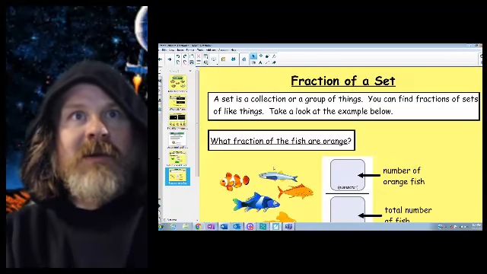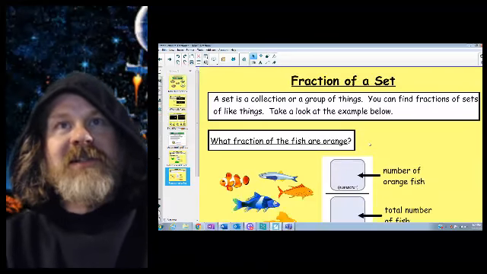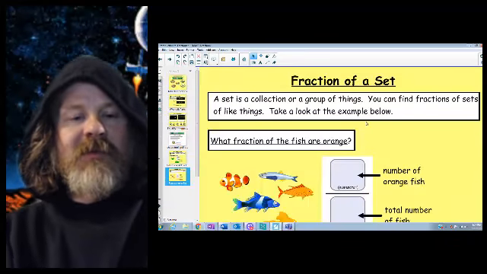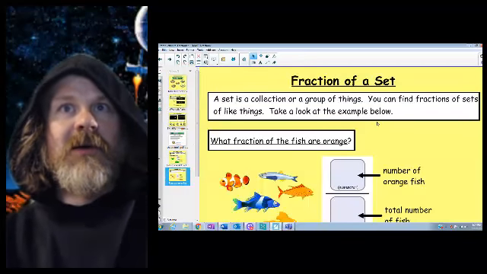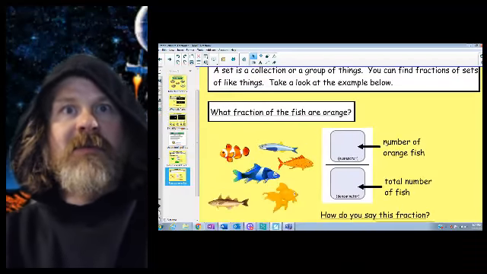Okay, another thing to look at and know about fractions is you can do a fraction of a set. It does not have to be one object and then broken into parts. It can be a set of objects. So here we have a set of fish.